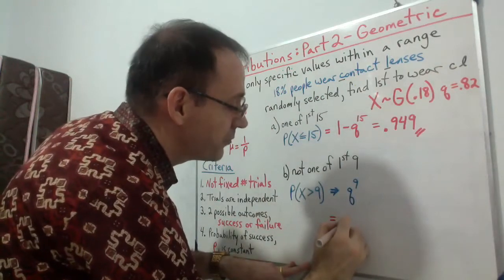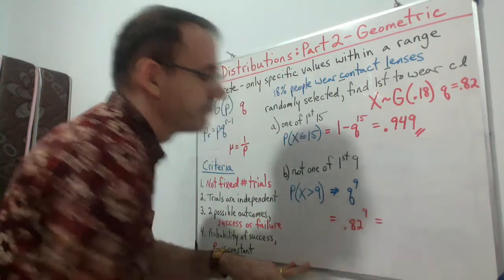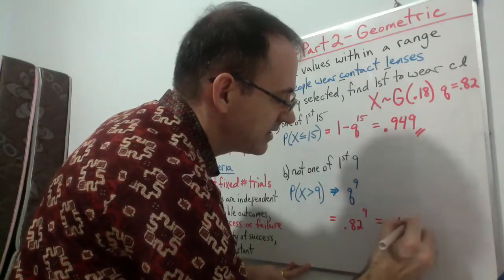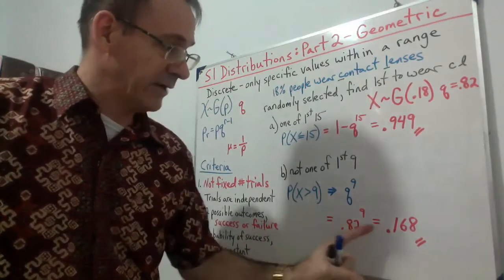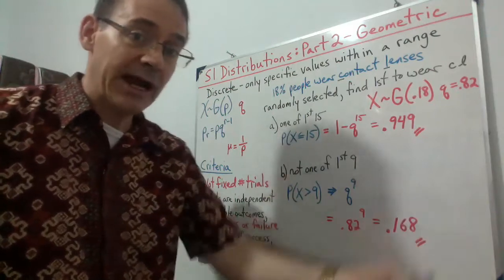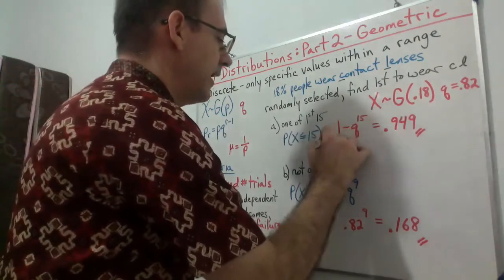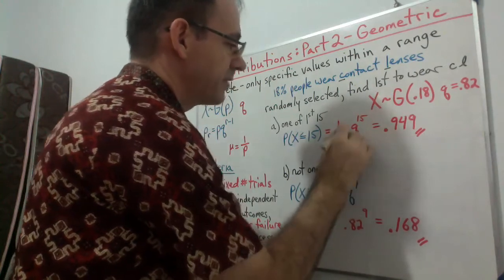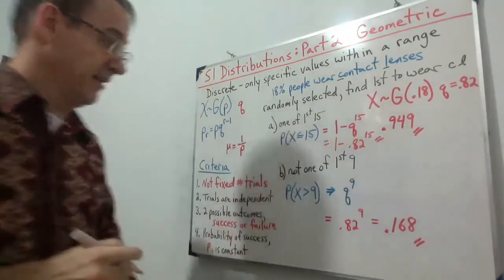So all we have to do is fail 9 times. And if we fail 9 times, we get 0.168. So there's a 0.168 chance that you will fail 9 times. That means somewhere after the 9, your success will come. So this one up here, I didn't really write the numbers in, but it would have been a 0.82, the failure to the 15th power equals the 0.949.